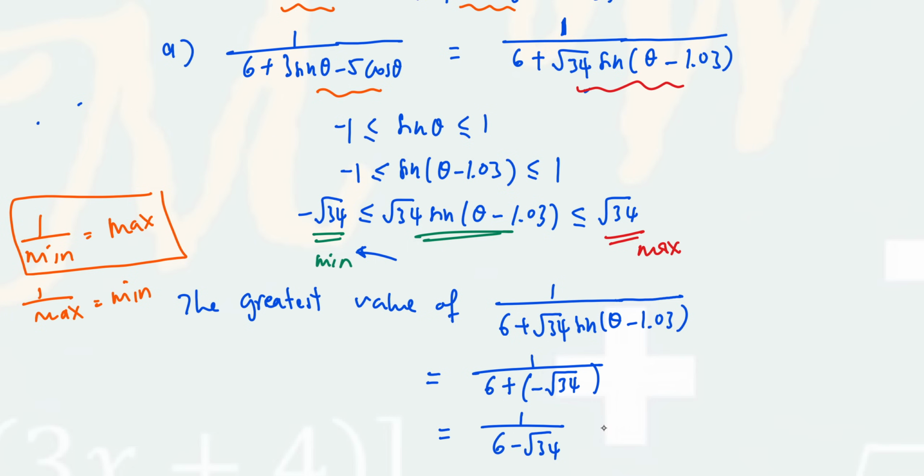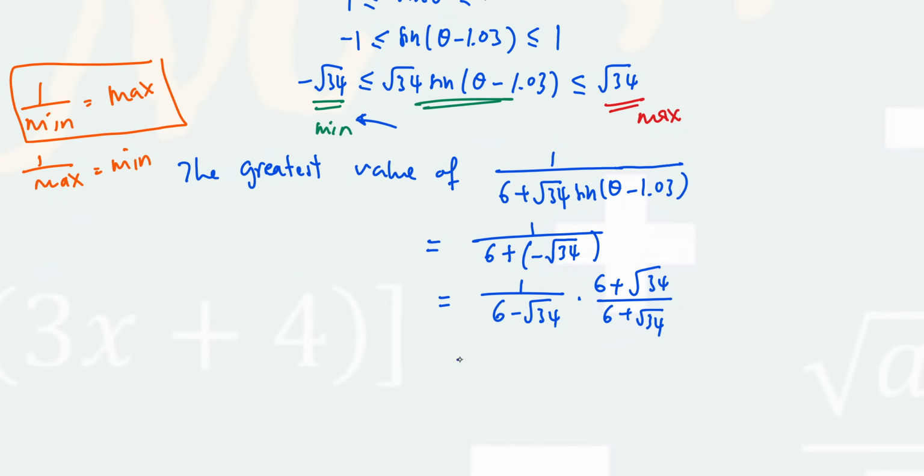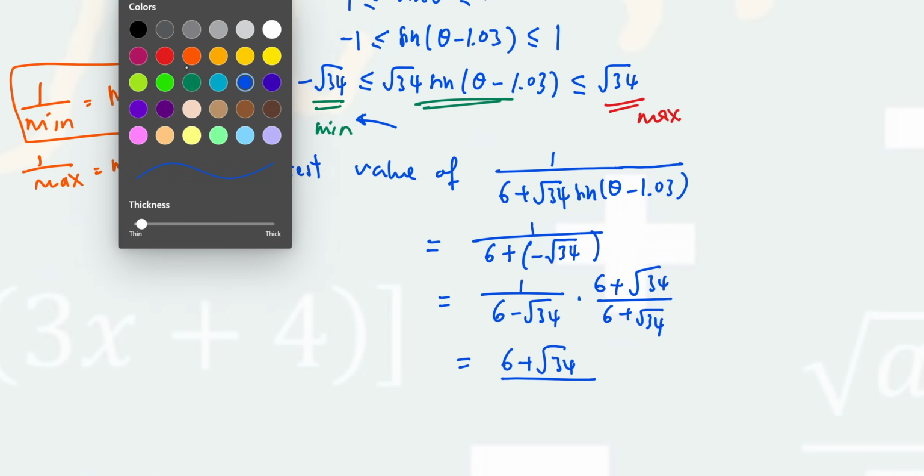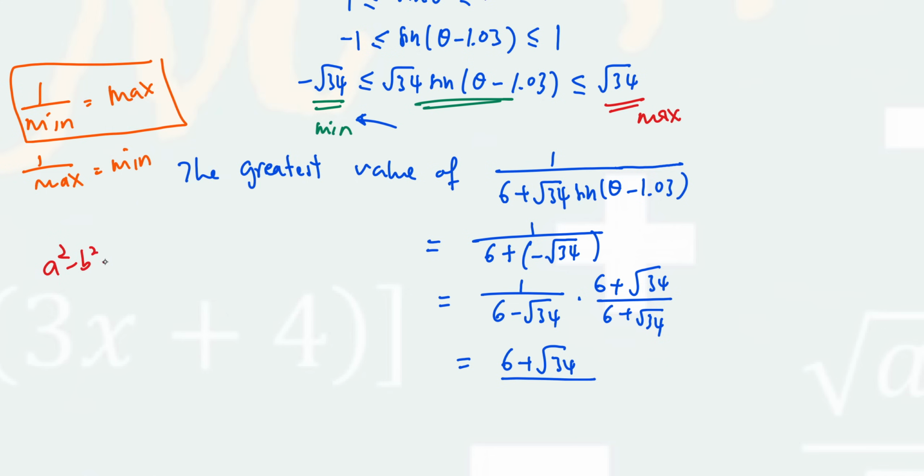So this becomes 1 over 6 minus square root 34. To rationalize it, we are going to multiply by the conjugate, so this is 6 plus square root 34 over 6 plus square root 34. Now you will get 6 plus square root 34 over, solved by a squared minus b squared is equal to a minus b times a plus b. Your a is 6, your b is square root 34. When you use this formula, 6 squared is 36, so 36 minus the square of square root 34, that is going to be 2. So you can just leave your answer in this form.